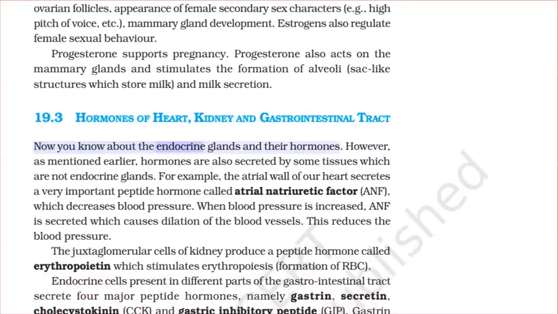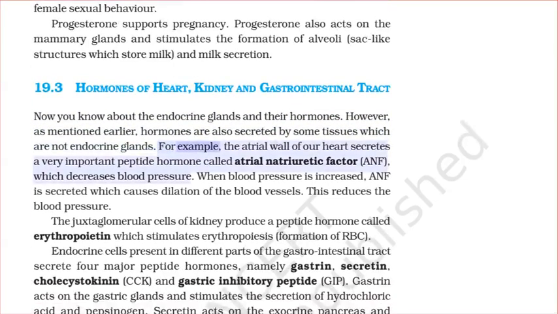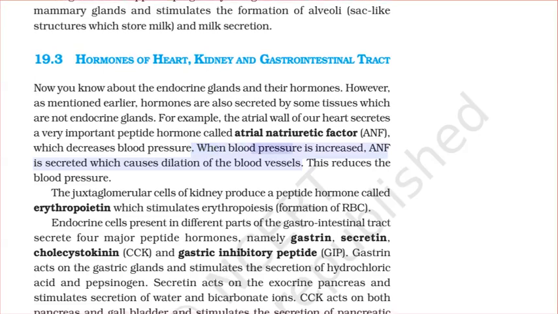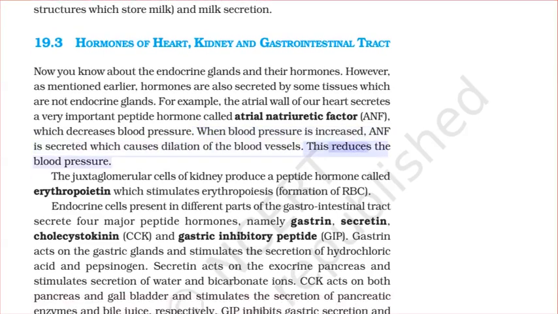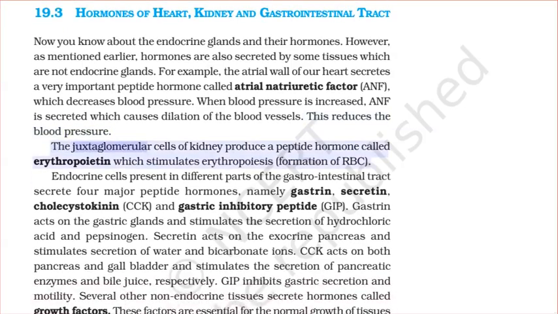Now you know about the endocrine glands and their hormones. However, as mentioned earlier, hormones are also secreted by some tissues which are not endocrine glands. For example, the atrial wall of our heart secretes a very important peptide hormone called atrial natriuretic factor, ANF, which decreases blood pressure. When blood pressure is increased, ANF is secreted, which causes dilation of the blood vessels. This reduces the blood pressure. The juxtaglomerular cells of kidney produce a peptide hormone called erythropoietin, which stimulates erythropoiesis, formation of RBC.